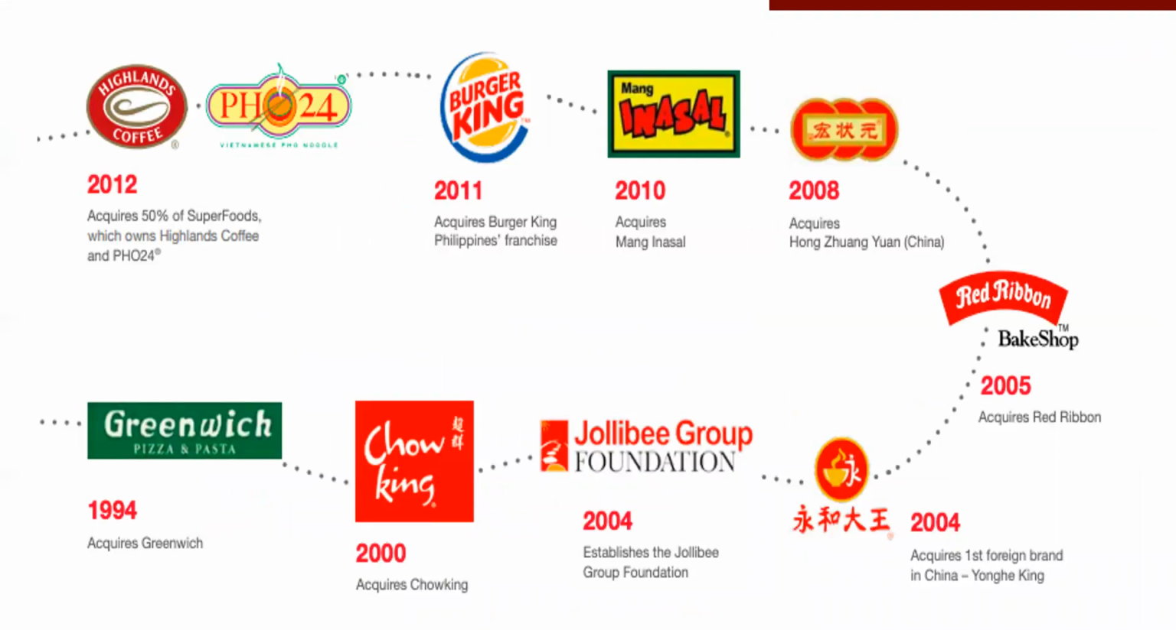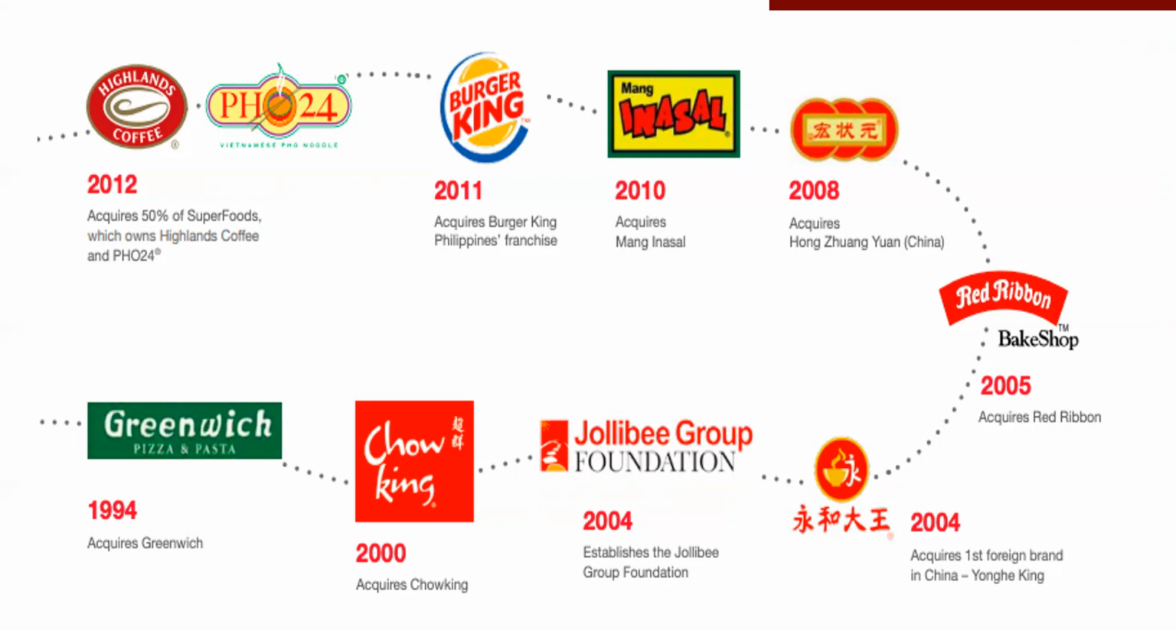Jollibee started acquiring different companies that improve their general capability, improve their general financial standing, and of course, improve the general growth of the company. For example, in 1994, they acquired Greenwich, and Greenwich now becomes a more popular restaurant under the management of Jollibee Food Corporation. And finally, they acquired Chowking. Kasi Chowking, the owners of Chowking are really good. However, they cannot sustain Chowking into the level that it is now. So they decided to sell Chowking to Jollibee. And of course, it's not a mistake.